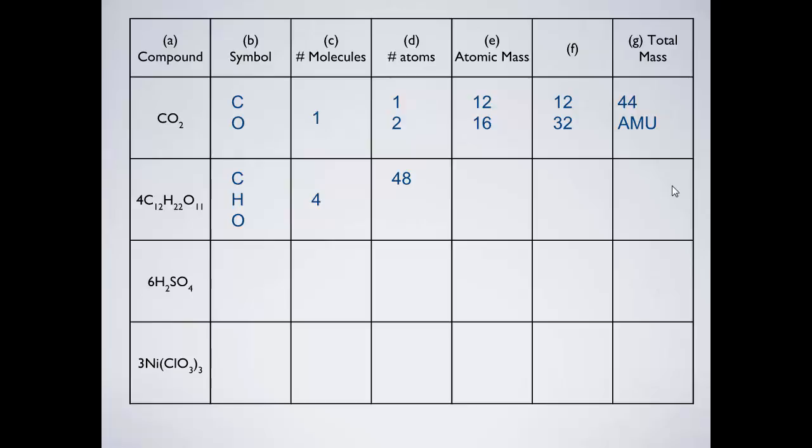Carter, how about hydrogen? 88. How about oxygen, Aiden? 44. Dean, what's the mass of carbon? A carbon atom? 1 carbon atom, 12 AMU. Hydrogen, Grace? 1. And oxygen, Olivia? 16.